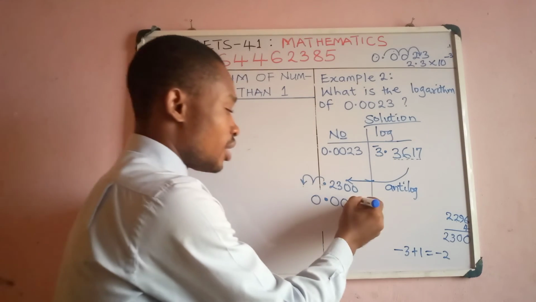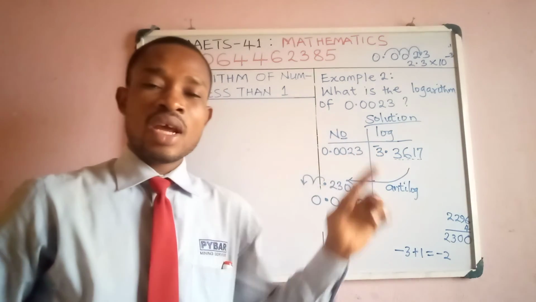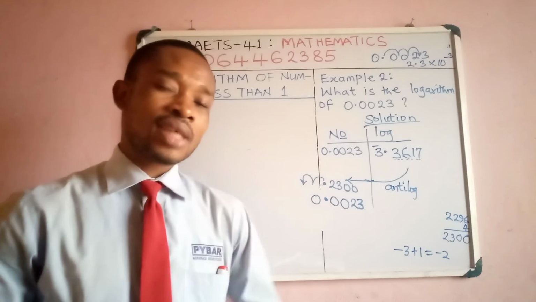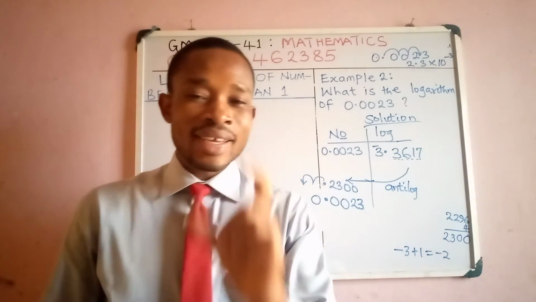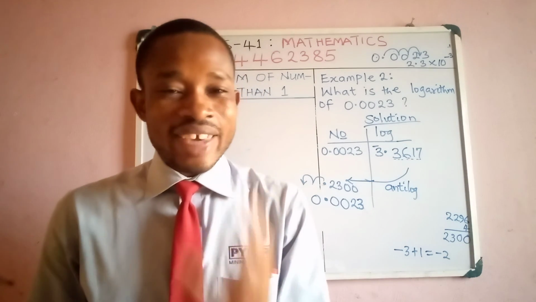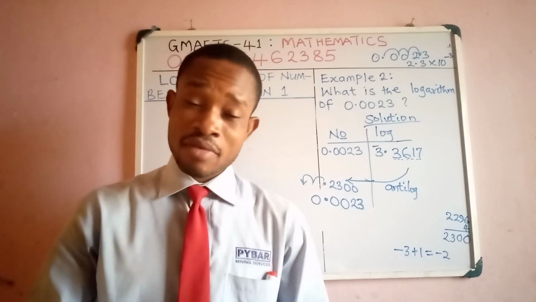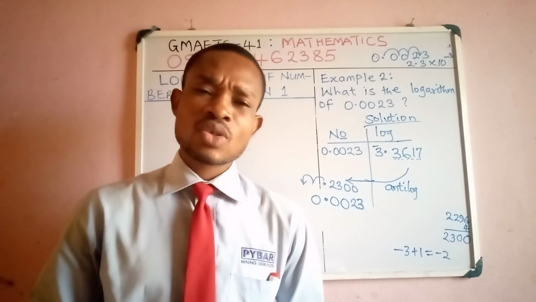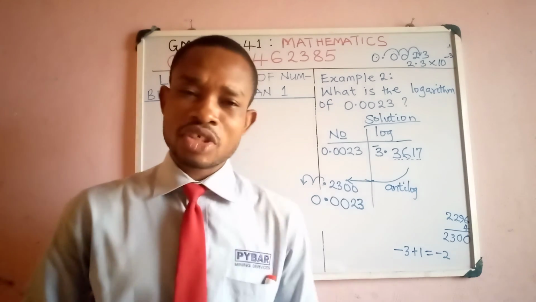And you see that our answer is correct because it gave us back this number. And we have gotten the antilog. The point we're trying to stress here from GMAT 41 is the way you get your antilog characteristic. Very important. By the time we solve the next question for logarithm of numbers greater than 1, you will appreciate that reason.